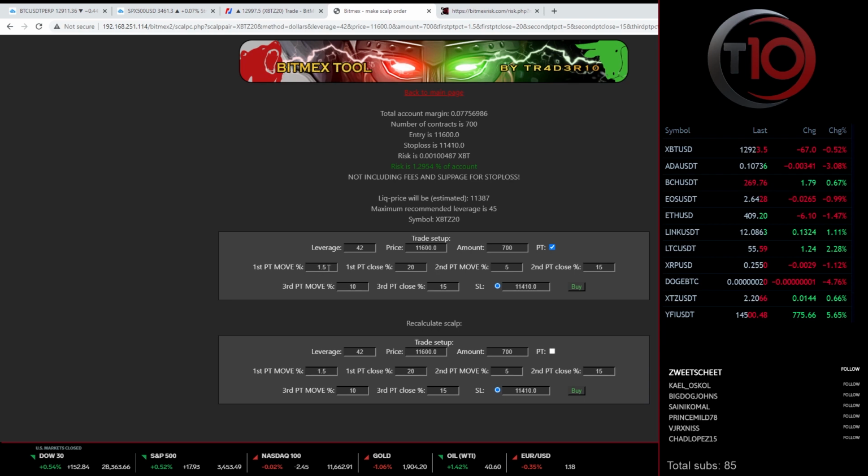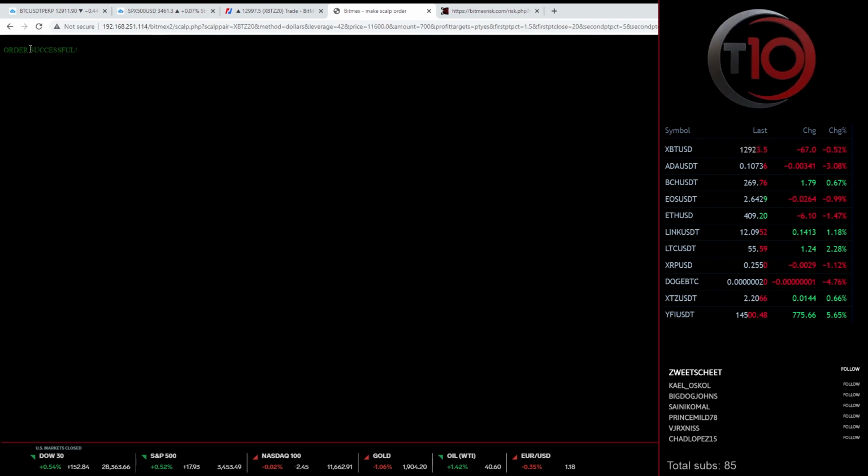So after a 1.5% move, it would close 20% of the position, profit target there. After 5% move, it will close 15%. And after 10% move, it will close another 15%. And I can just send this to the exchange. I could probably just execute this one. Let's see, we are fine. Buy. Order successful.